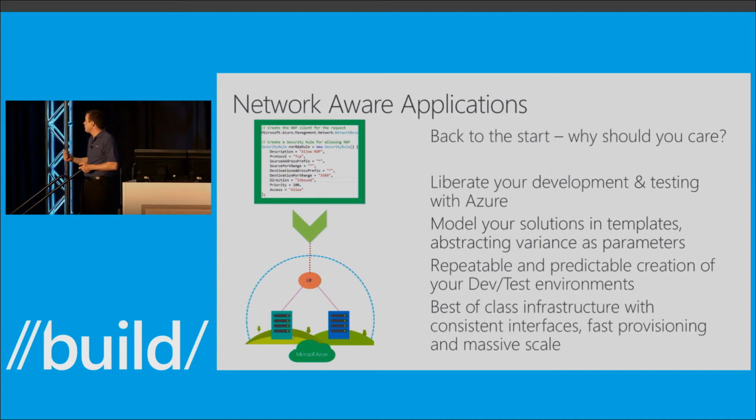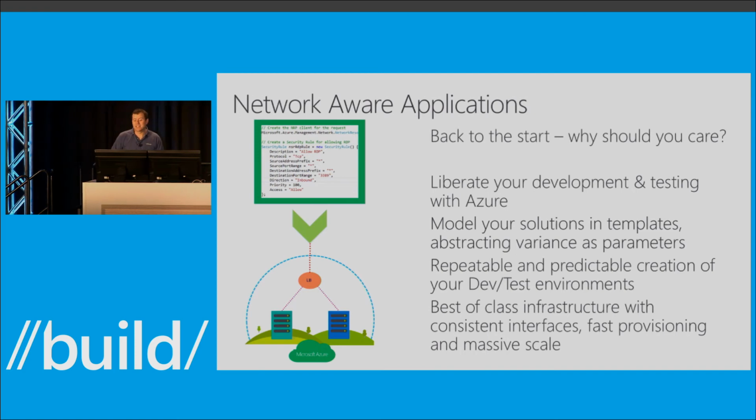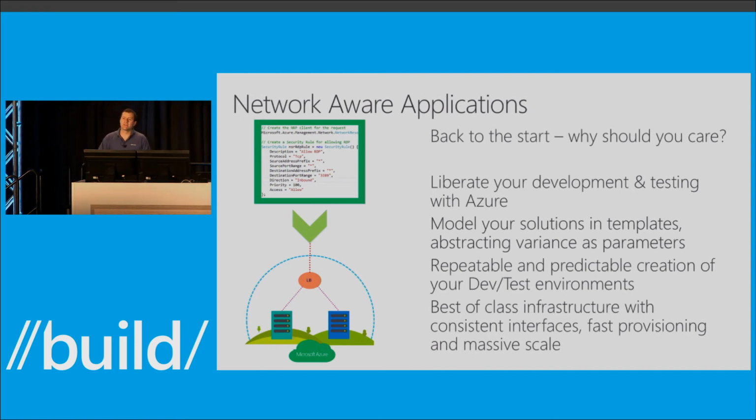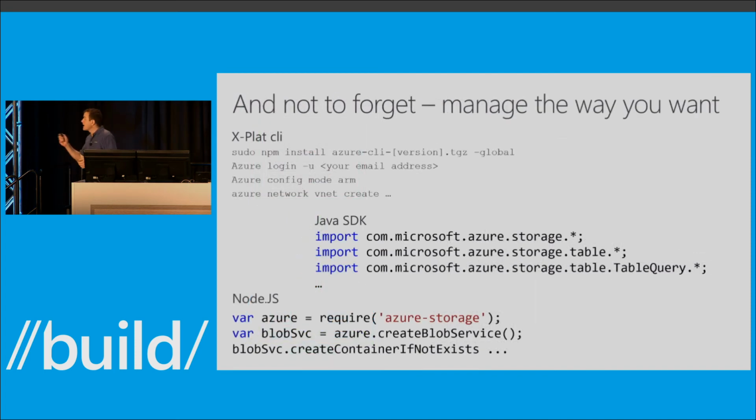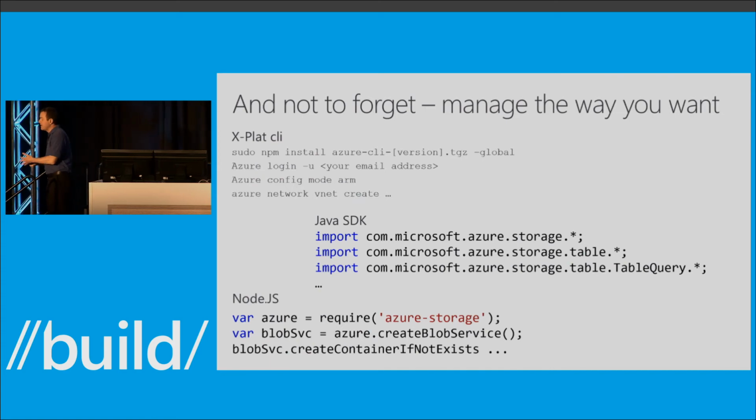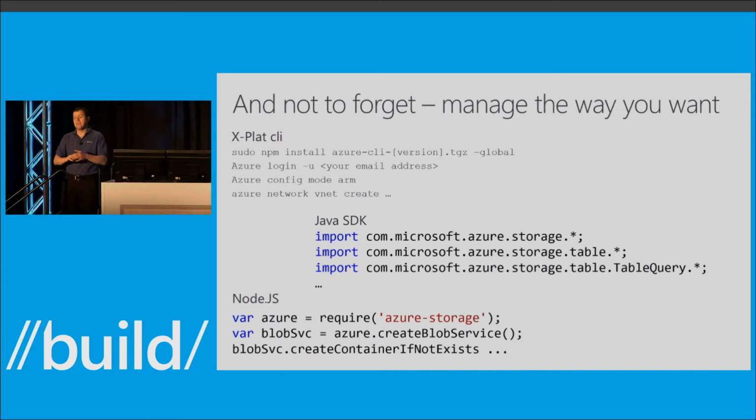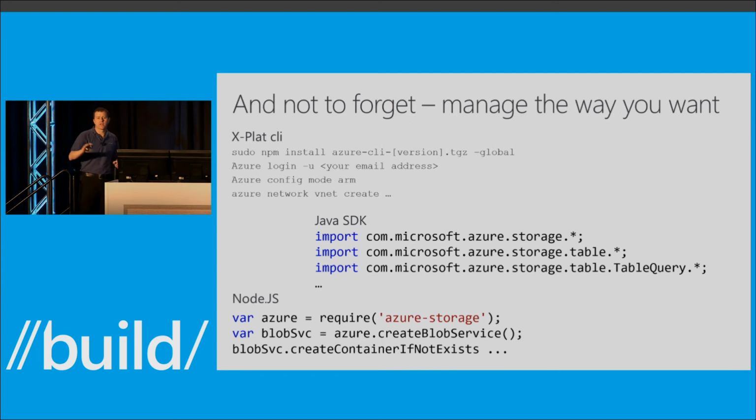And it represents the best-in-class infrastructure and consistent interfaces, fast provisioning, and massive scale, of course. Basically, it allows you to turn your code into networks, if you want. Whichever way is easiest for you to work, if you want to use code, XPath, CLI, Java SDK, Node.js, it's all fine. It's whatever works for you. And you can have this in near real time. You can have it configured exactly as you want without any onerous process associated with those changes.